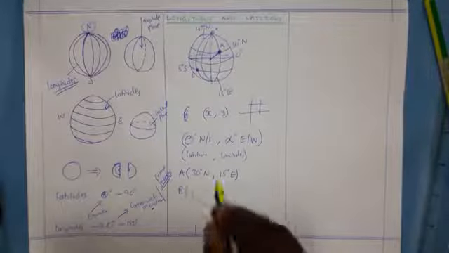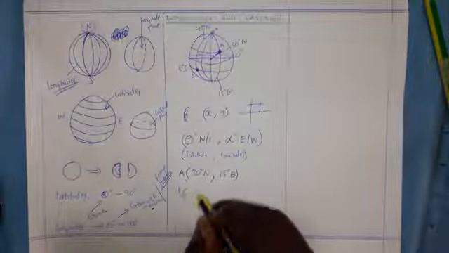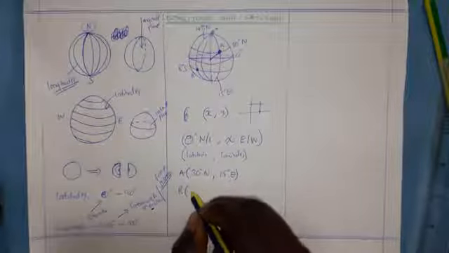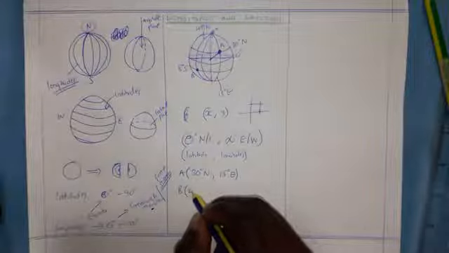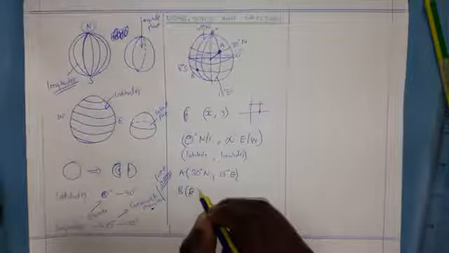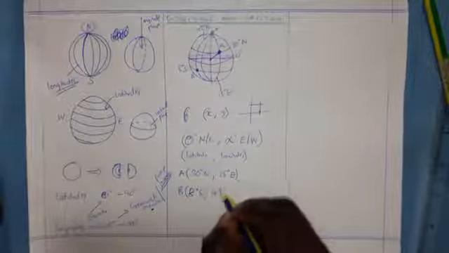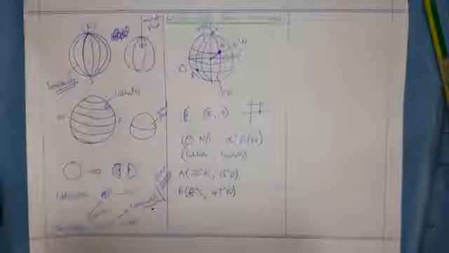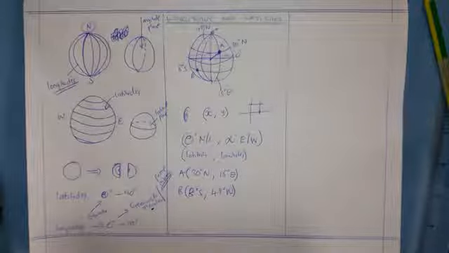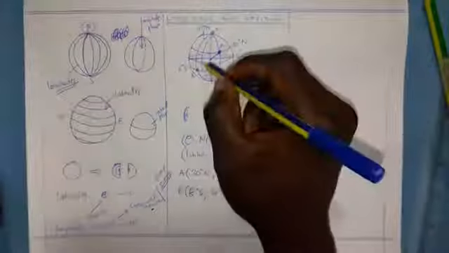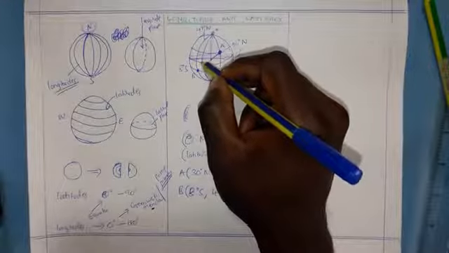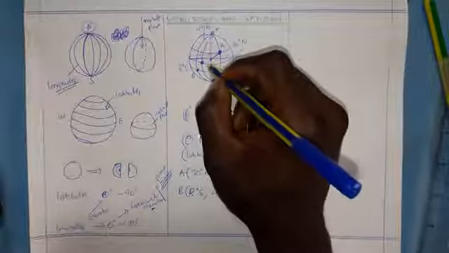Point B, you'll find that point B will be 8 degrees to the south and 49 degrees to the west. Try this one. Point C.